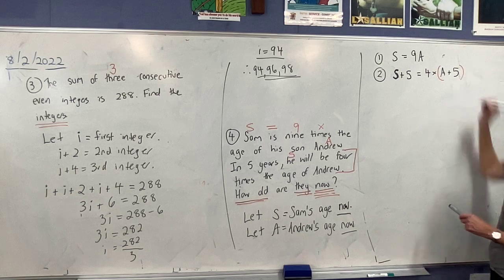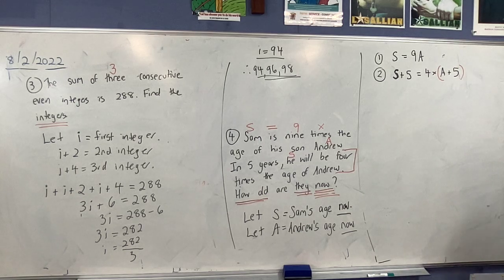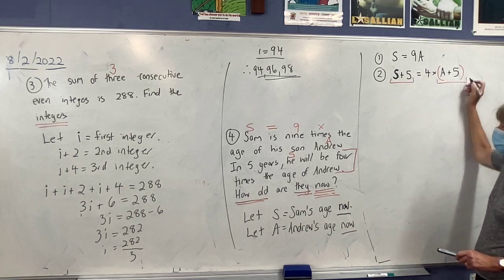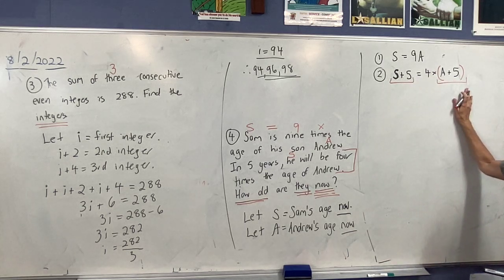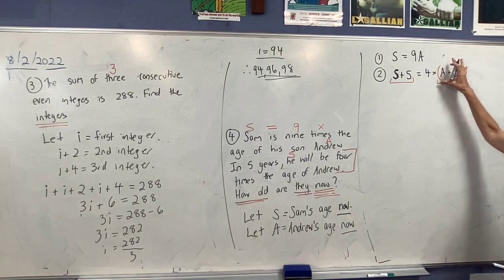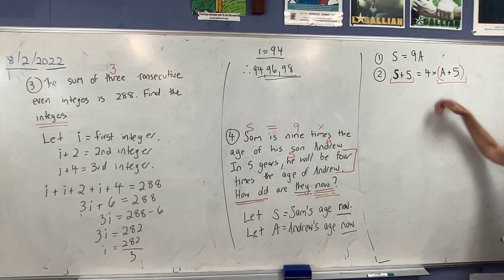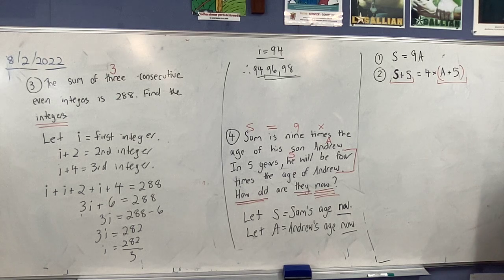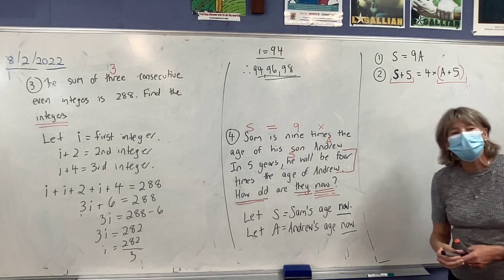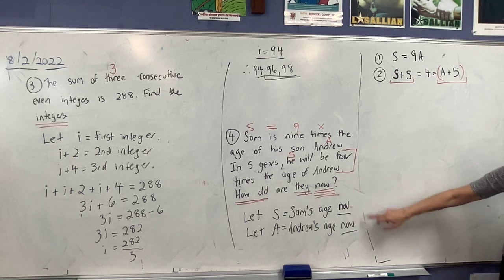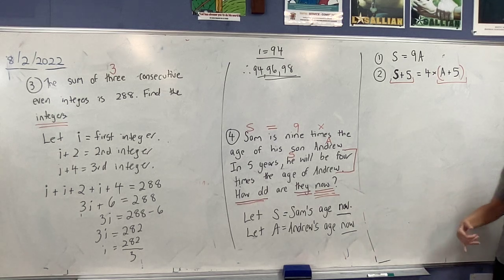Perfect. Get your red pen and write that in, because that's the bit you're all going to muck up. Here's Sam, here's Andrew. They've both aged 5 years, and we're going to do 4 times his age. That has to be in a bracket. Otherwise, you're just going to do 4 times A and add 5 to it, which makes no sense. So think about what it means. You've got 2 little equations now. We've got to find S and A at the end of this, which is what they are now.